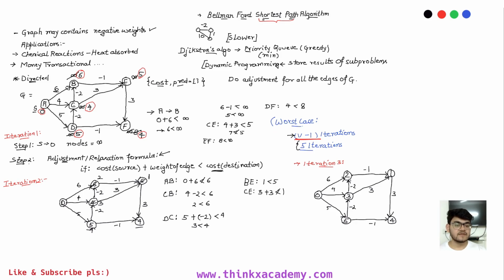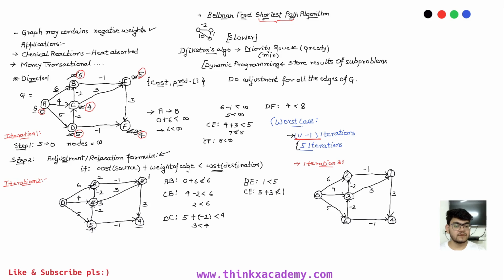One interesting thing to note here is that after this iteration, the costs are lesser than what they were before. It was 6 and 4 here, and now you can see it has decreased. This is why it is known as relaxation. So again, we will follow the same steps. 0 plus 6 is 6. Is 6 less than 2? The answer is no, so we are not going to change this value.